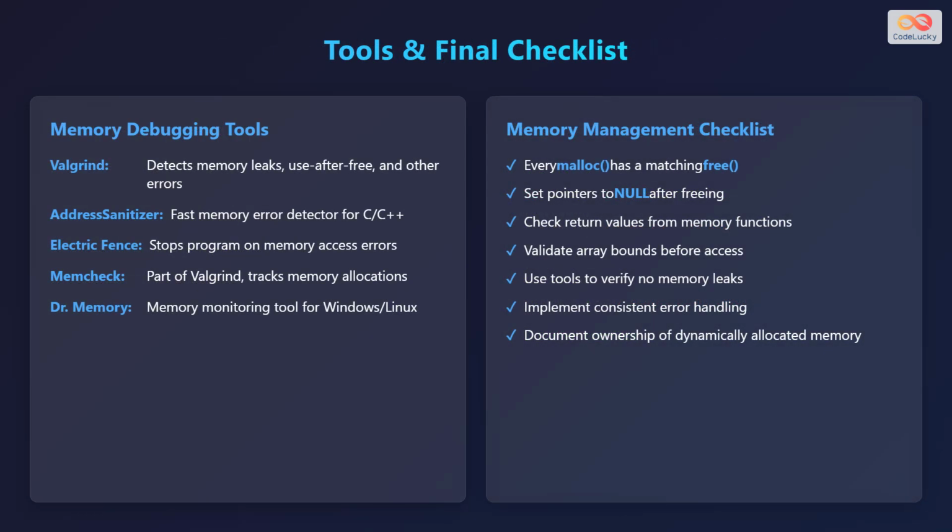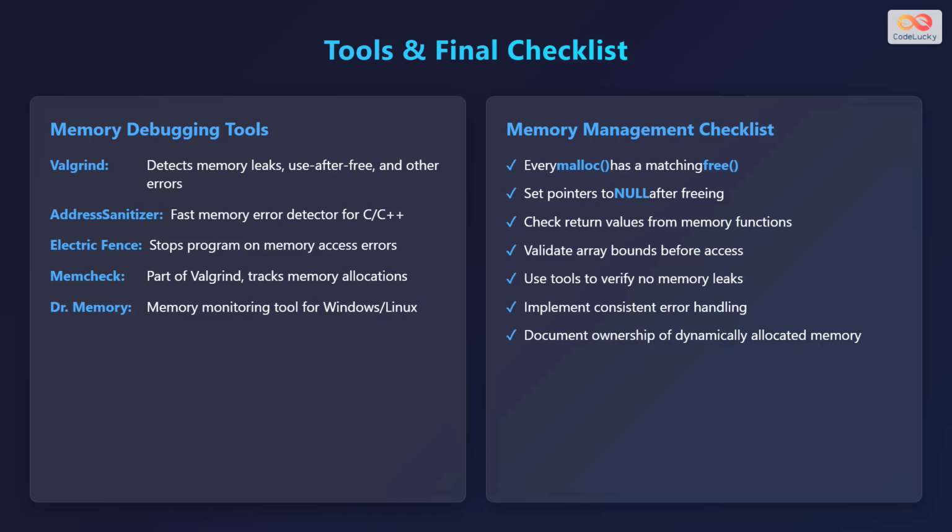Finally, let's look at some tools and a final checklist to ensure proper memory management. Here are some memory debugging tools that can help you find memory errors in your code. Valgrind detects memory leaks, use after free errors, and other memory-related issues. AddressSanitizer is a fast memory error detector for C and C++ that can catch a wide range of memory errors.